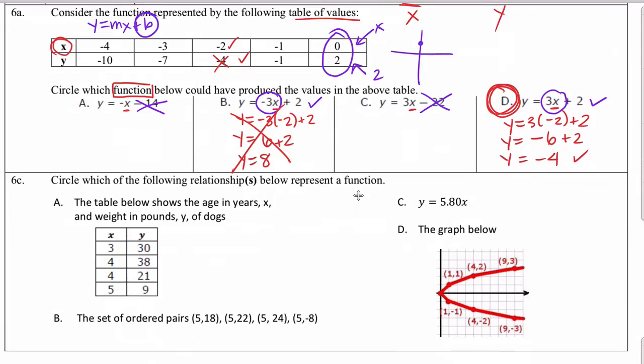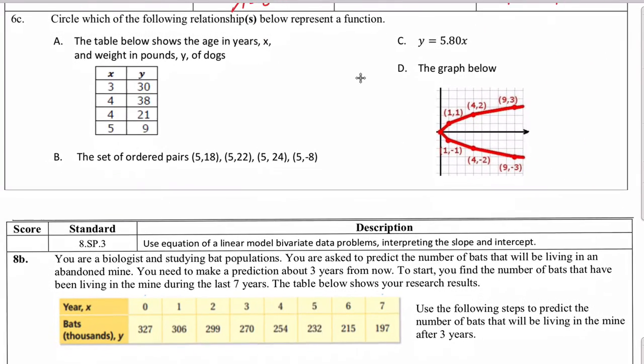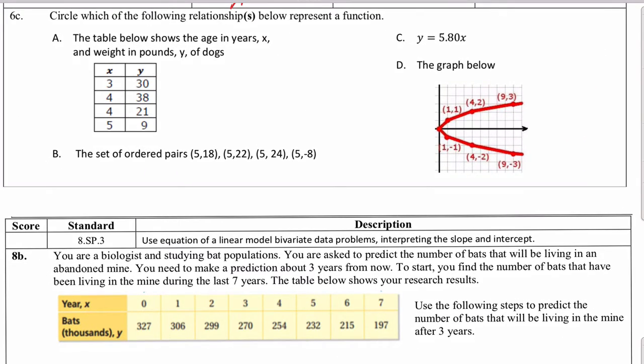Alright, question 2 on this page. Circle which of the following relationships represent a function. Now a function means that there is one input and one unique output. So if the input was, for example, 2, the output was 5. If the input was 2 again, the output should be 5 again. So no matter what input you have, there has to be a unique output. I could get a different input and the output could be 5, as long as every time I see a 2, I get the same exact output both times.